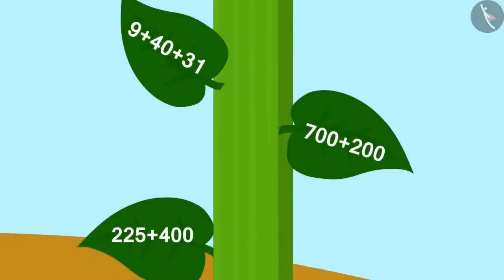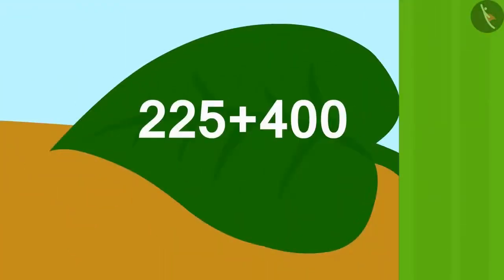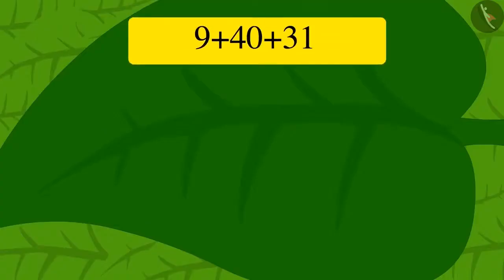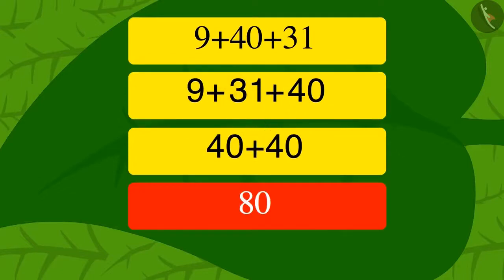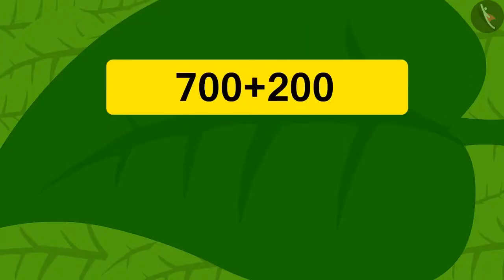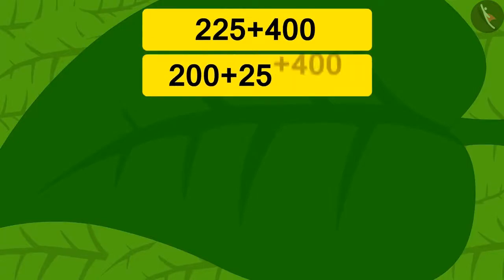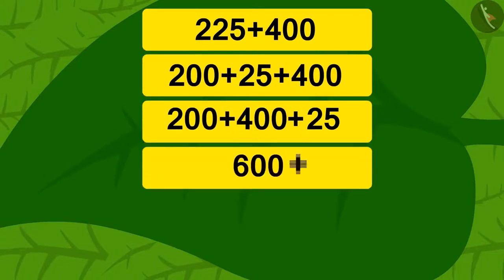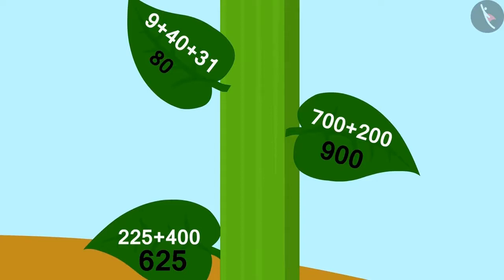Now there are only 3 puzzles left on the vine. Can you solve these 3 riddles in your mind and help the villagers see what is hidden in the vine? Very good, children. You have solved this very quickly.